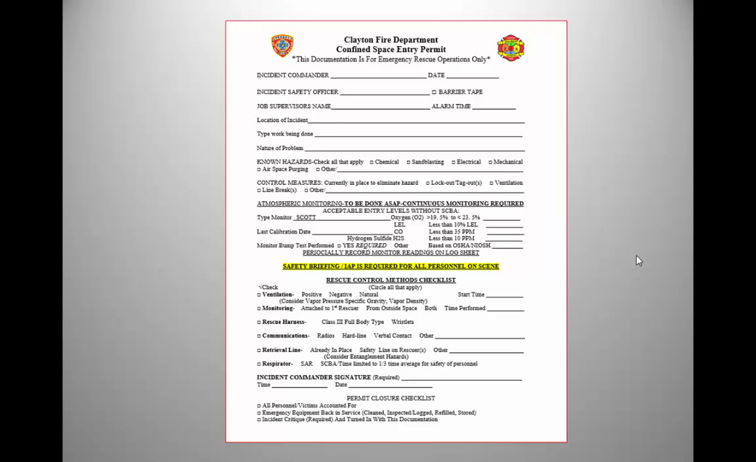Your safety brief and IAP is required for all personnel on the scene. We'll go over more details when we get into the pre-rescue phase 2. Then you see the rescue methods control list. So all this stuff's going on, and some would say, gosh, this is a lot of information going on. This might as well be a confined space recovery permit.